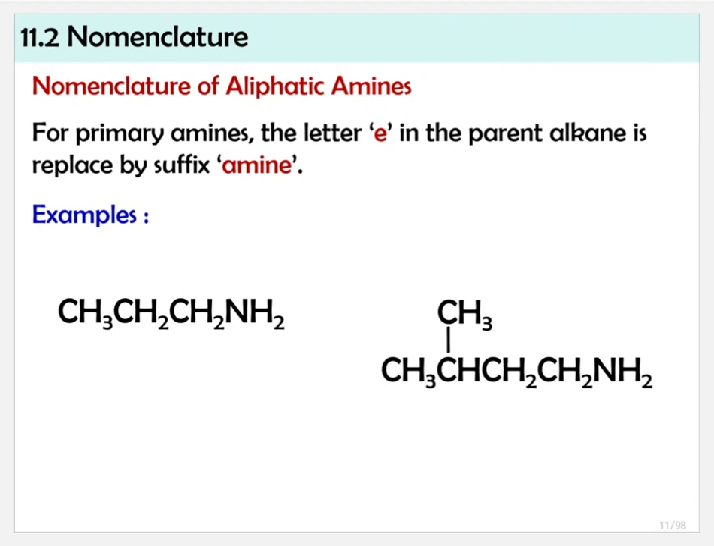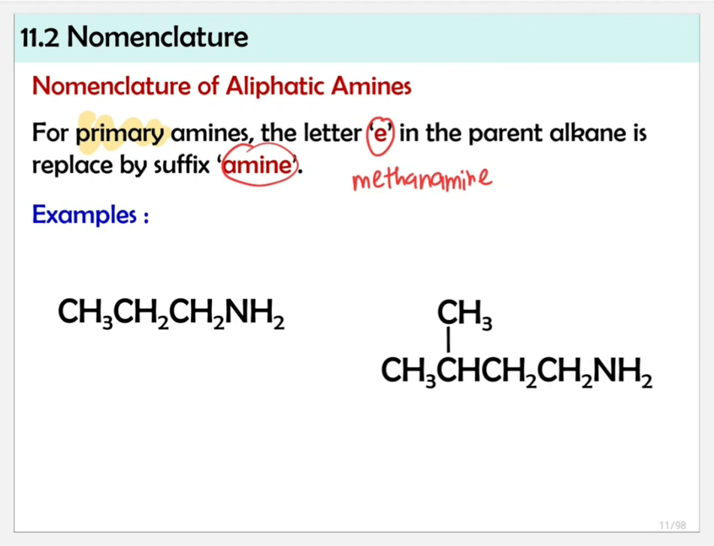Okay, jadi untuk yang ini kita nak namakan primary amines. Okay, so for primary amines, the letter E is replaced with amine. Contoh, kalau saya ada methane, okay, jadi E itu kita akan padam huruf E ini kita akan gantikan dengan amine. Okay, jadi dia dah jadi methanamine. Methanamine, ethanamine, propanamine and so on. Okay, so that's the parent name for amine.